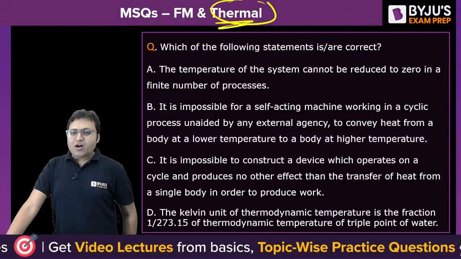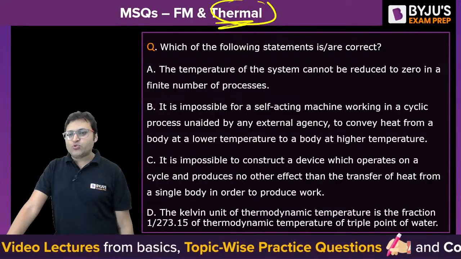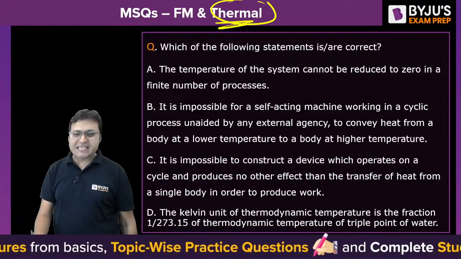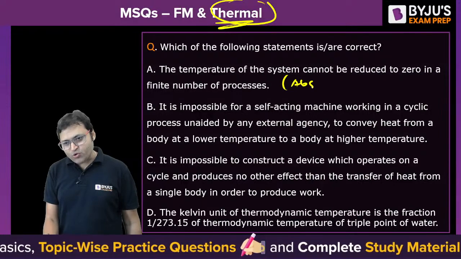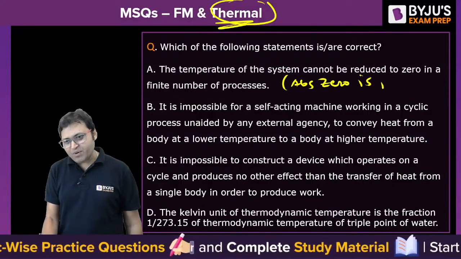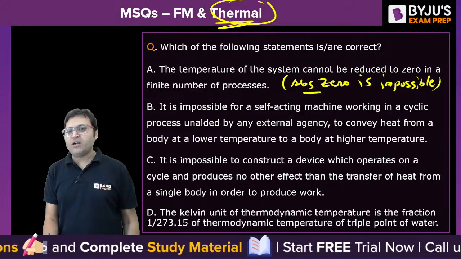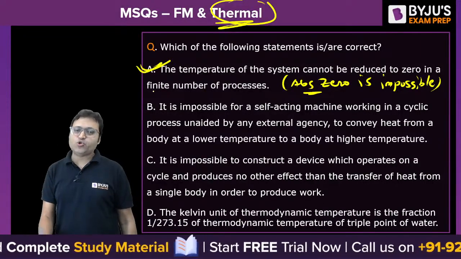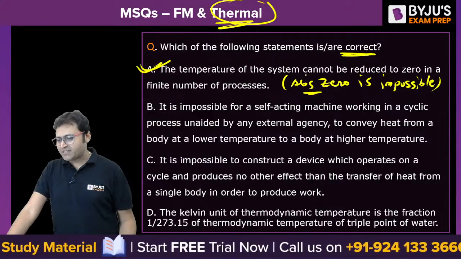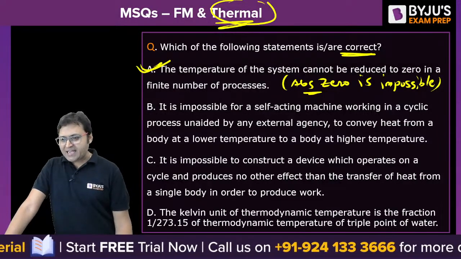The temperature of the system cannot be reduced to zero in a finite number of processes. Yes, absolute zero is impossible. 0 Kelvin we cannot achieve. This is true. We need to find out the correct statements. So option A is correct.